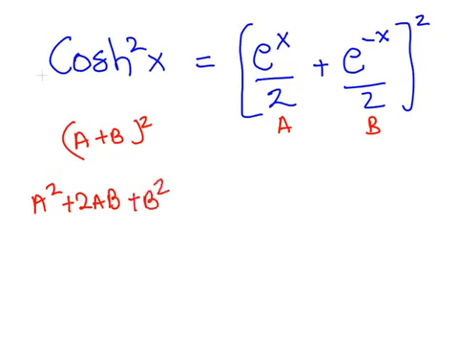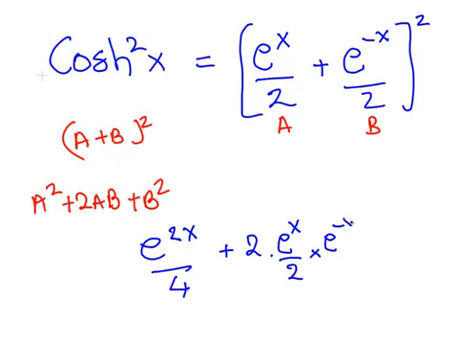Okay, so a squared, e to the x over 2, square that, we get e to the 2x over 4, plus 2 times a times b, so plus 2 times e to the x over 2 times e to the minus x over 2. Okay, let's just separate out all the constant terms. So we have 2 divided by 2 divided by 2. So just let's simplify all of them and just put the whole thing over 2.